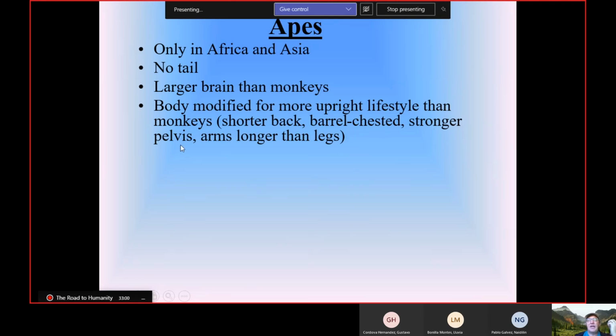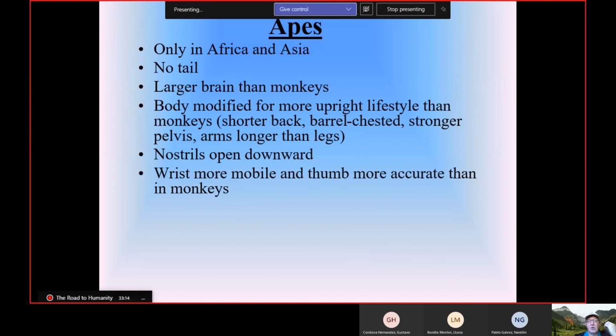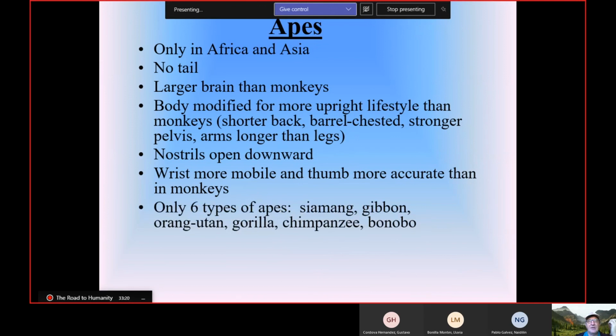And let's see, the apes got a stronger pelvis and their arms are longer than their legs. Like us and like the old world monkeys, apes' nostrils open downward. Their wrist is more mobile, their thumb is more accurate than in monkeys. Again, they're becoming more and more like us. Now, there are only 6 types of apes: the siamang, the gibbon, the orangutan, the gorilla, the chimpanzee, and the bonobo. Bonobo is sometimes called pygmy chimp. They look a lot like chimpanzees, but their behavior is very different, so we've decided they're a separate species.